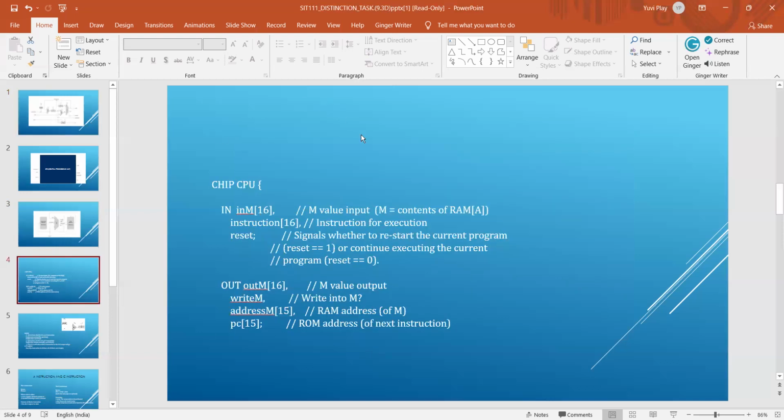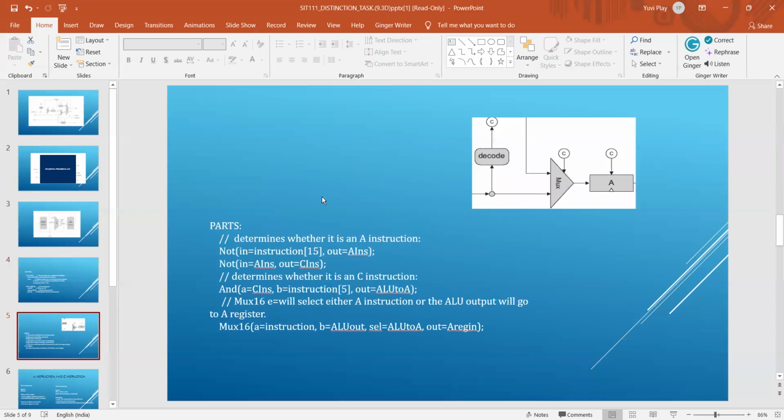Coming to the code section, the code consists of 2 sections, the header section and the parts section. The header section includes the chip name, the input pins, and the output pins. Inside the input pins, there is inM of 16 bits, instruction of 16 bits, and reset. And inside the output pins, there is outM of 16 bits, writeM, addressM of 15 bits, and PC of 15 bits again.